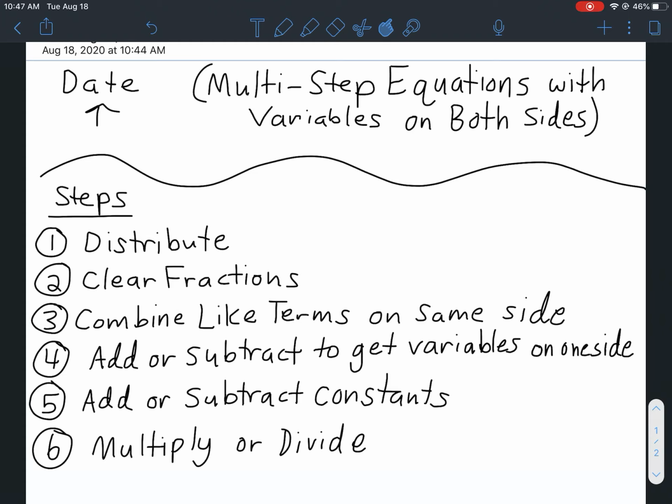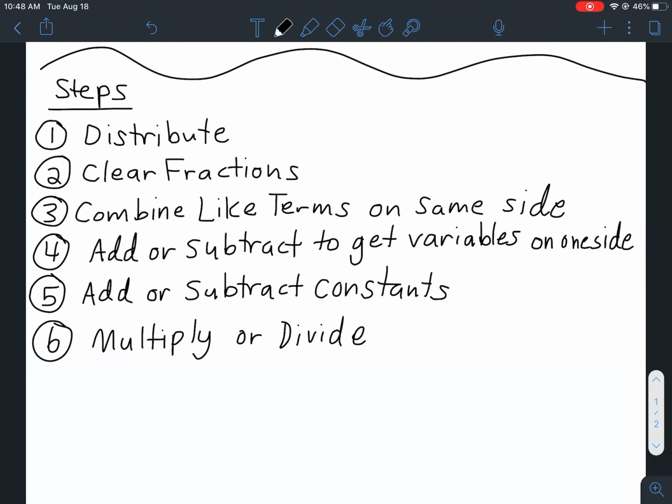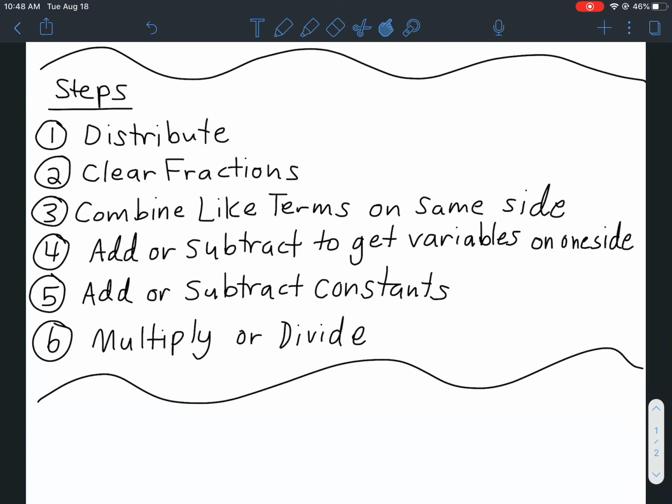So take a second to pause this video and make sure you title your notes and you date them. You're writing these in your notebook, the one that is notes, and make sure you copy down these steps. You'll notice that the steps are very similar to yesterday's notes, except now we're adding or subtracting to get variables on one side, and then we're moving the constants. So take a second to pause this video and make sure you copy down the steps. Okay, now that you've copied down the steps, we're going to get to some examples here.